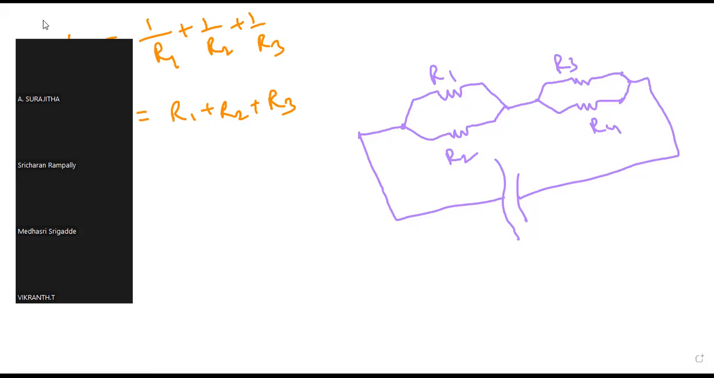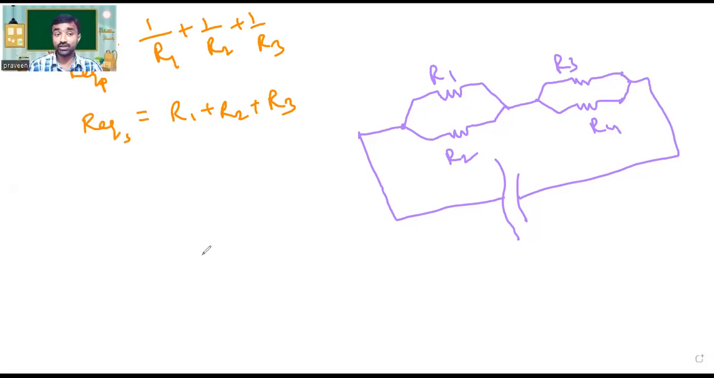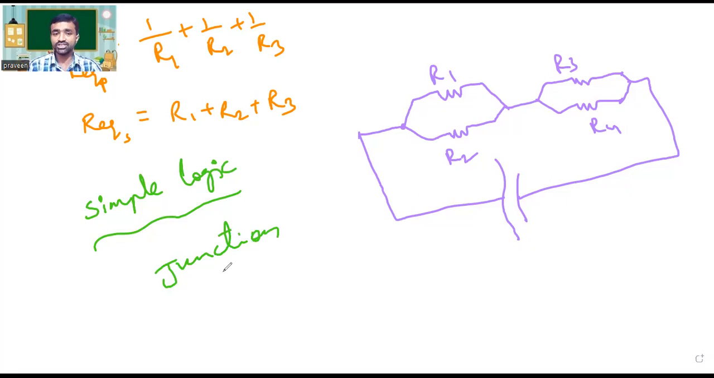No. Then how to identify the combination? So I will give you one more simple logic here to identify the combination. Simple logic: find out first the junction. What is a junction here? Simply it is a point. A junction means it is a point which is connected by a minimum of 3 or more wires. So more than 2 wires are connected, that is equal to 3 or more. Then it is said to be a junction.